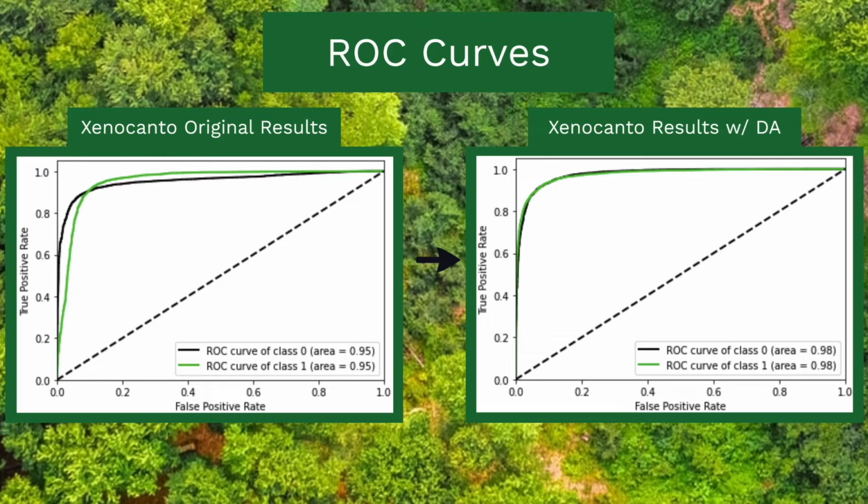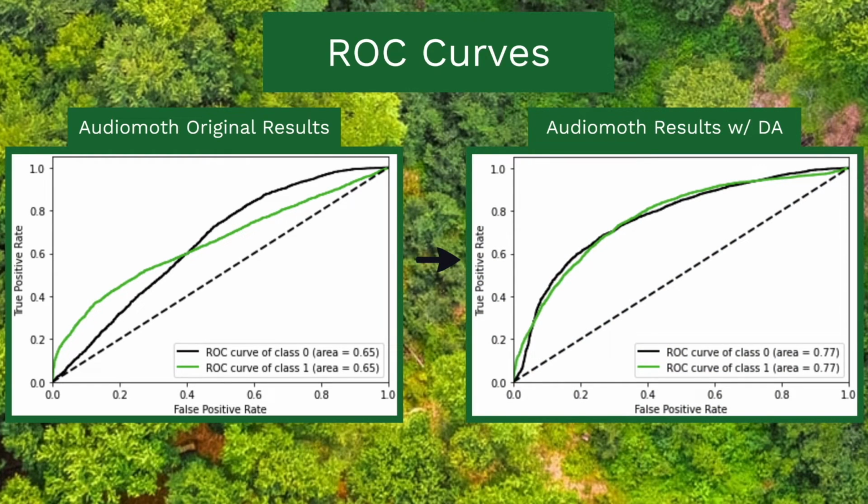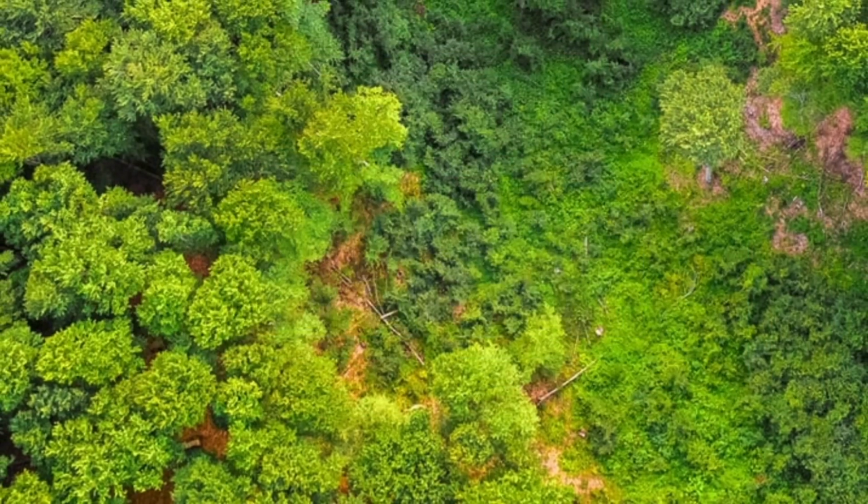However, this is on the cleaner Xeno-canto dataset, which was already doing fairly well. What about our results on the data from the AudioMoths? We originally had an area of 0.65. Not so great. After training on the augmented data, however, we achieved an area of 0.77, a significant improvement. There's still work to be done and progress to be made, but we're one step closer to our goal of helping ecologists in their monitoring efforts.